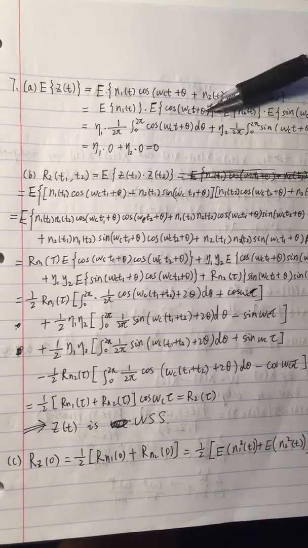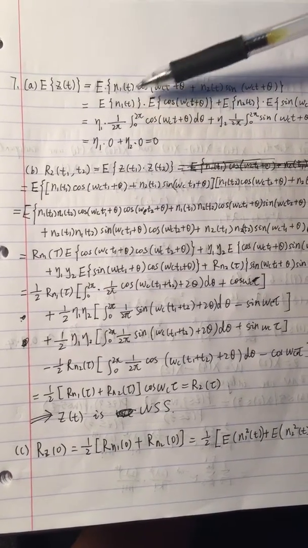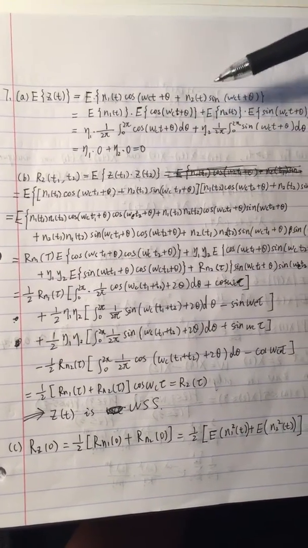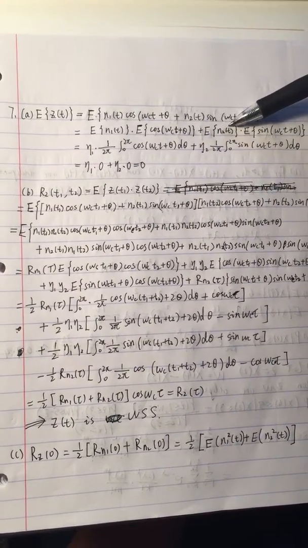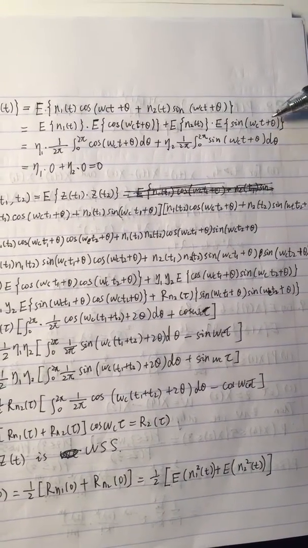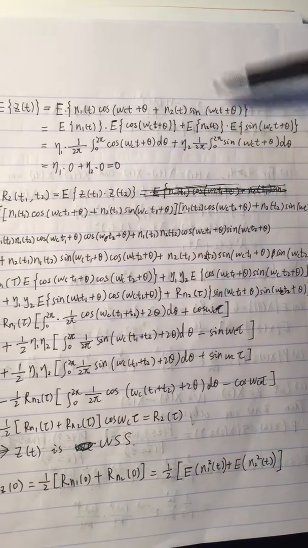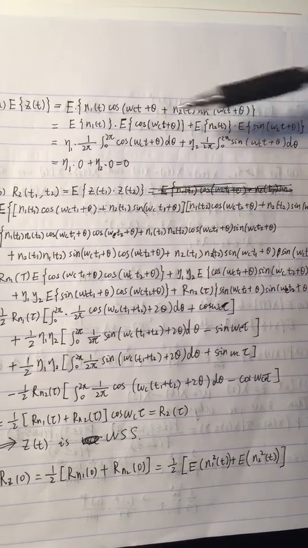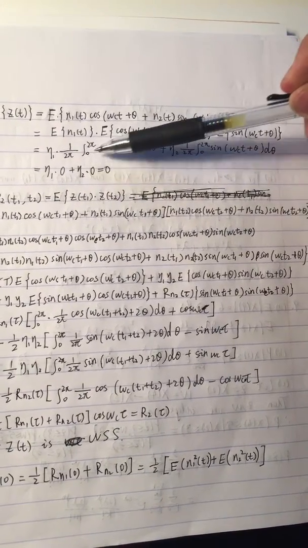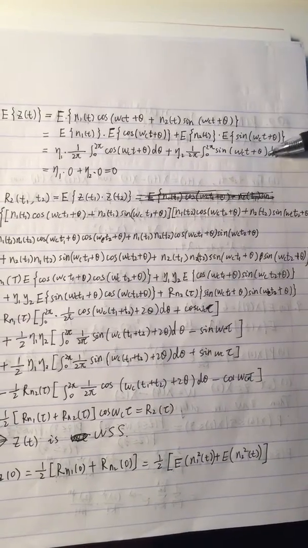And after that we can change this to E n1 of t times cosine omega c t plus theta, plus E n2 of t times sine omega c t plus theta. That is a separate part of this one. So after that we can calculate it separately. It is eta 1 times 1 divided by 2 pi, integral from 0 to 2 pi of cosine d theta, and this one the same.